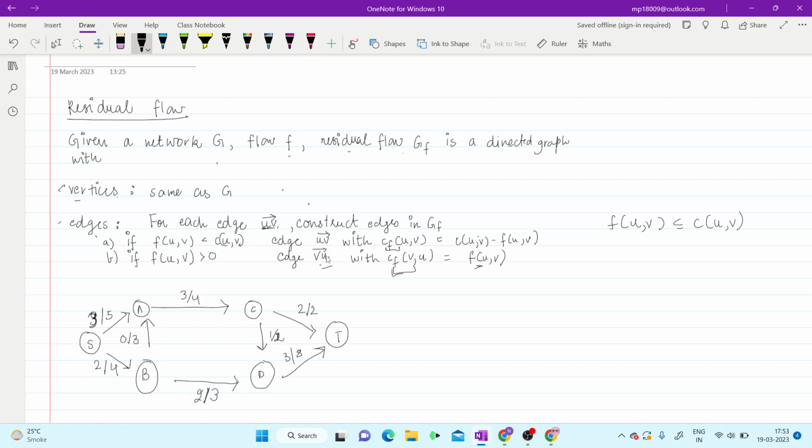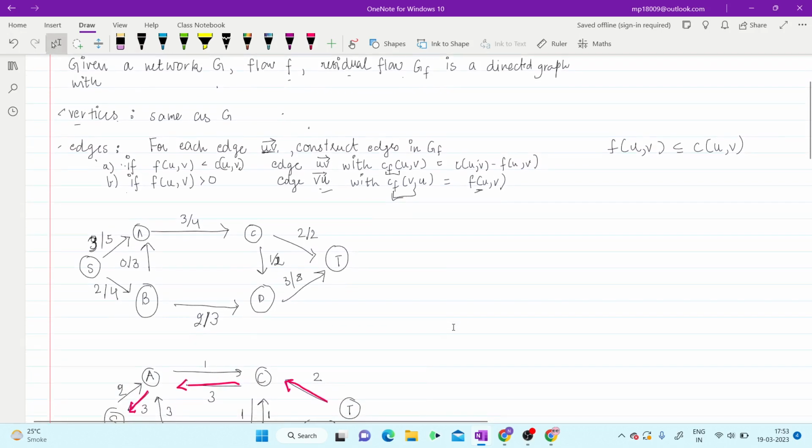So we have these two rules to compute the residual flow, and since we have these two conditions, we can draw either one edge or two edges. If both conditions are satisfied, for each edge uv we'll have two edges. If only one of these conditions is satisfied, then we'll have one edge.